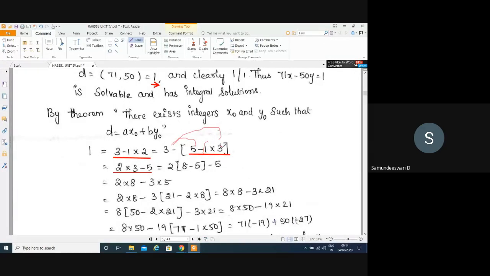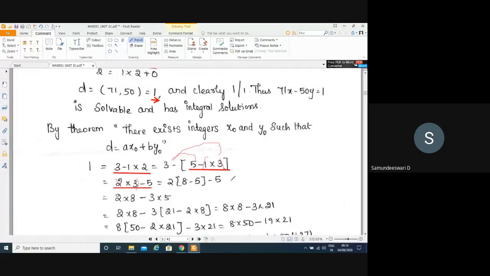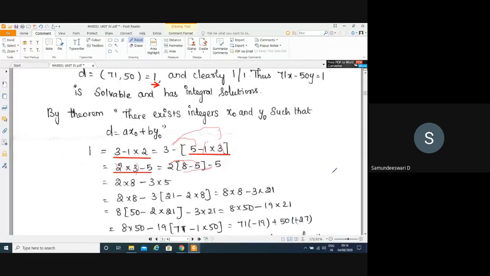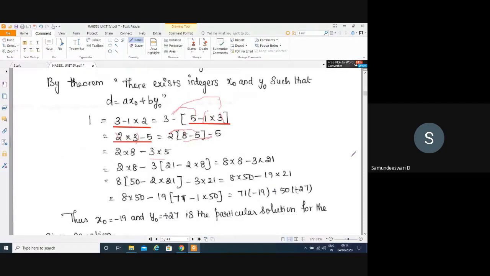Again I am writing this 3 as 8 minus 5, because I need that format. That's why I am replacing this 3 as 8 minus 5. So now you have to multiply: 2 into 8 minus 2 into 5 minus 1 into 5, so minus 3 into 5. So 2 into 8 minus 3 into 5.